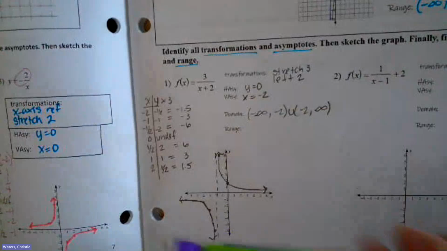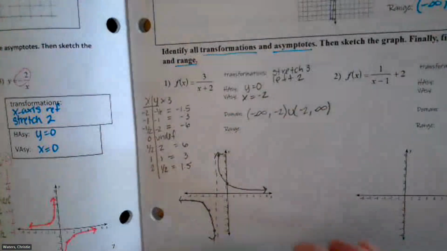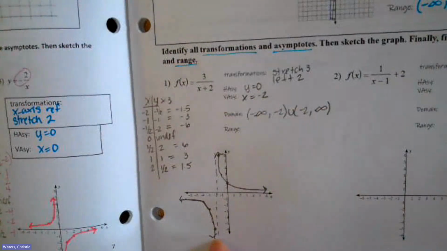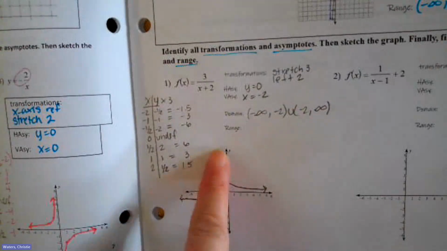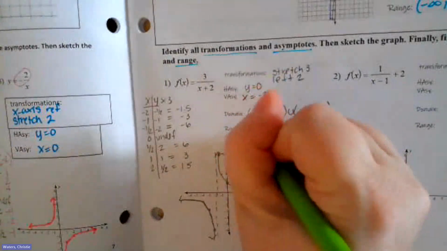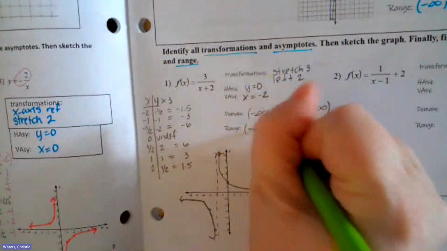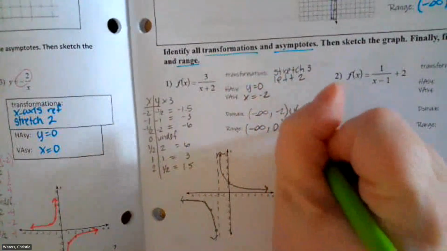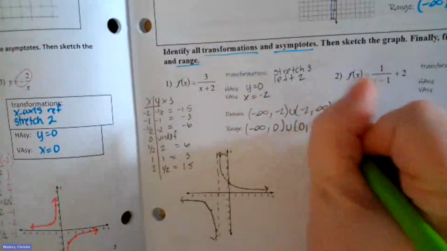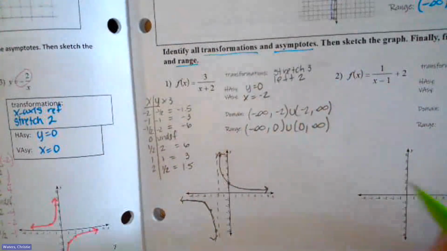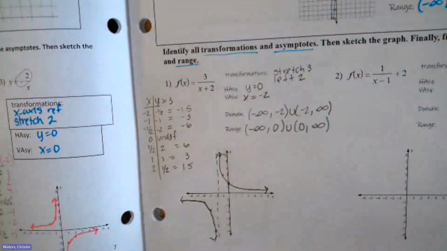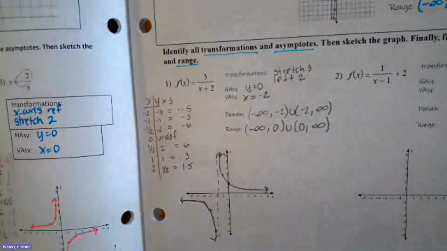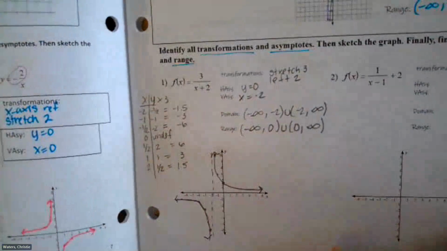My range starts at -infinity because we have arrow down, and it goes on and on and on until my x-axis. Then it picks up again on the top. So this is -infinity to 0, and then 0 to infinity. So you have to put this union now. That's something you could lose points for on a test if you don't have it.